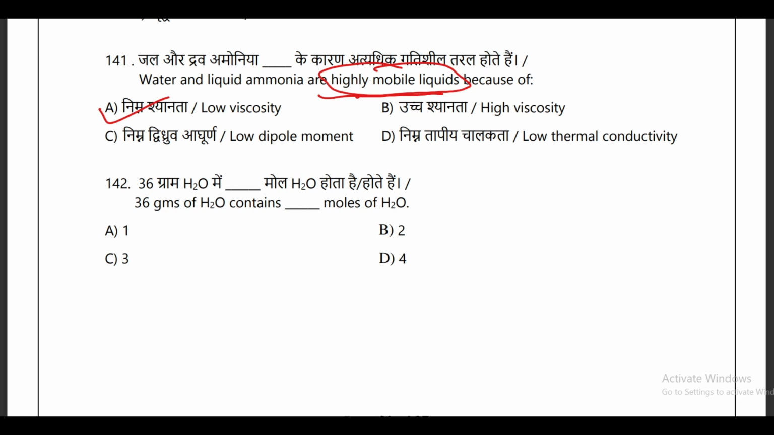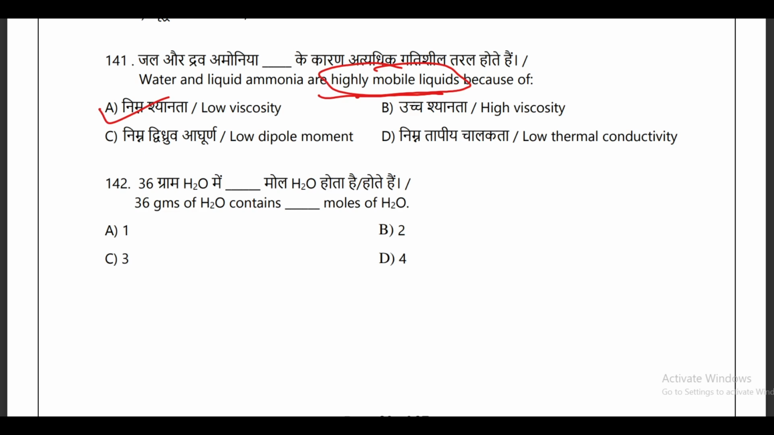Viscosity is used to measure a fluid's resistance to flow. So liquids with low viscosity, like water and liquid ammonia, can move freely and quickly compared to those with high viscosity. So option A is your correct answer in this question.